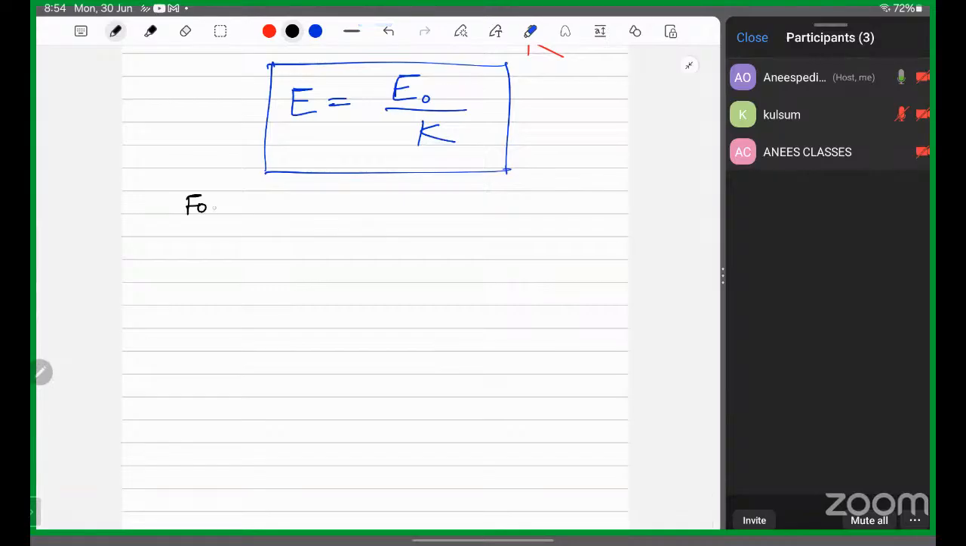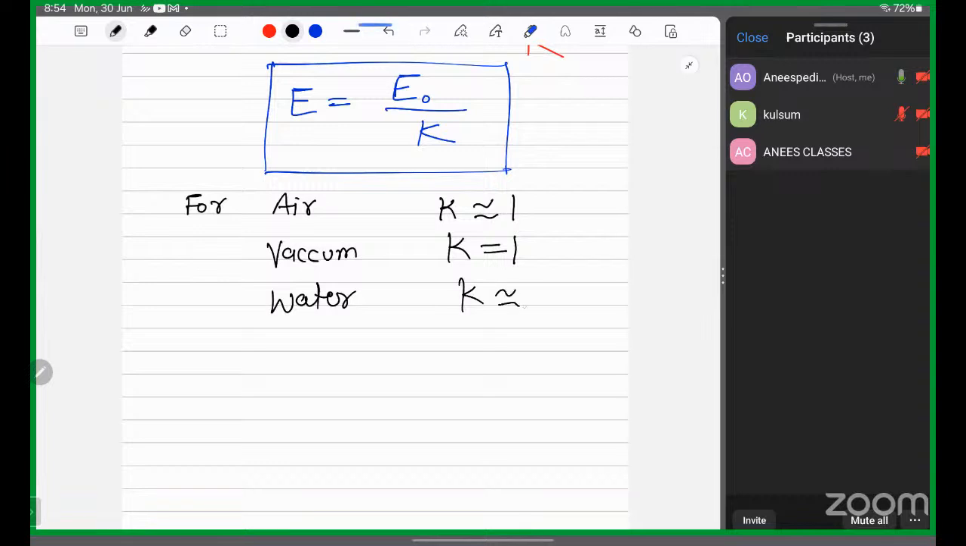For air, K is approximately 1. For vacuum, K is exactly 1. For water, K is approximately 86. And for a metal, a metallic conductor, K is infinite. Understood or any doubt?